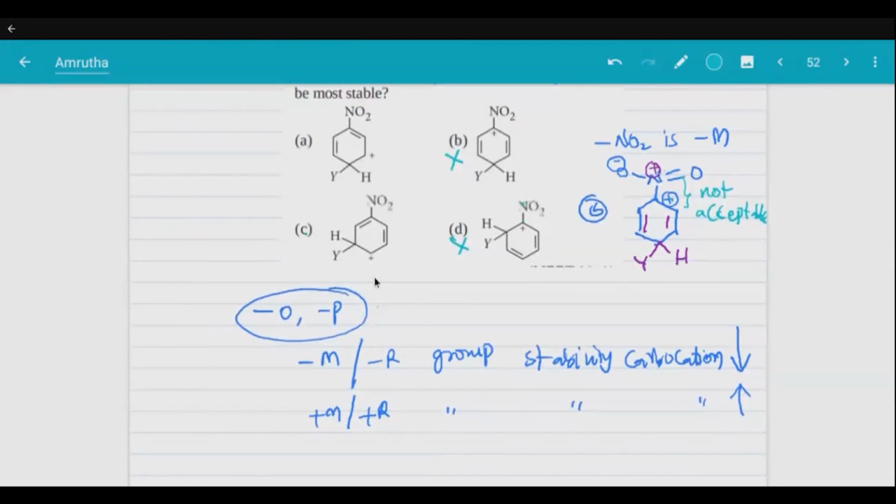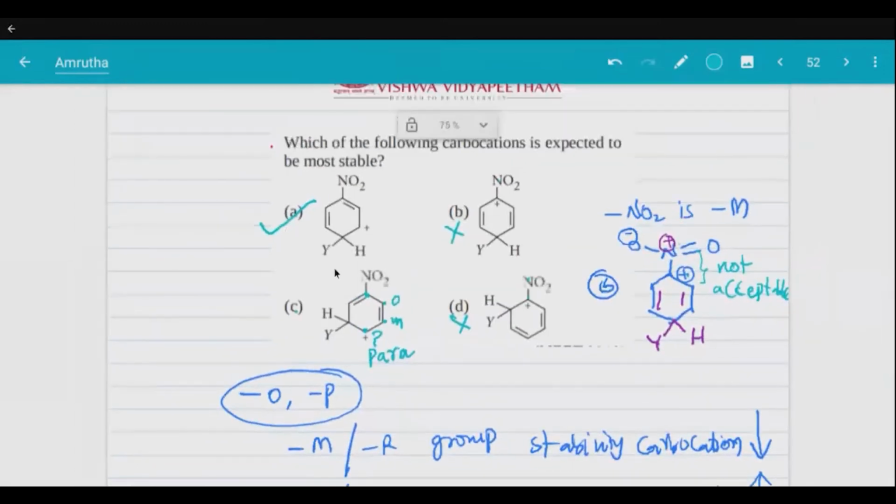Now this is the para position, right? Para to the NO2 group. This is ortho, meta, para. O, M, P. This is para. So with respect to para, NO2 is present, no? The stability of carbocation will be least. Now meta, this is most. Among A, B, C, D, B, C, D are less stable or least stable compared to A.